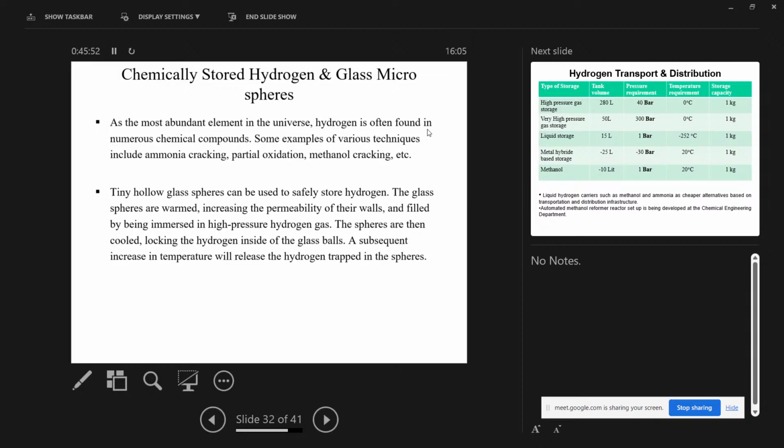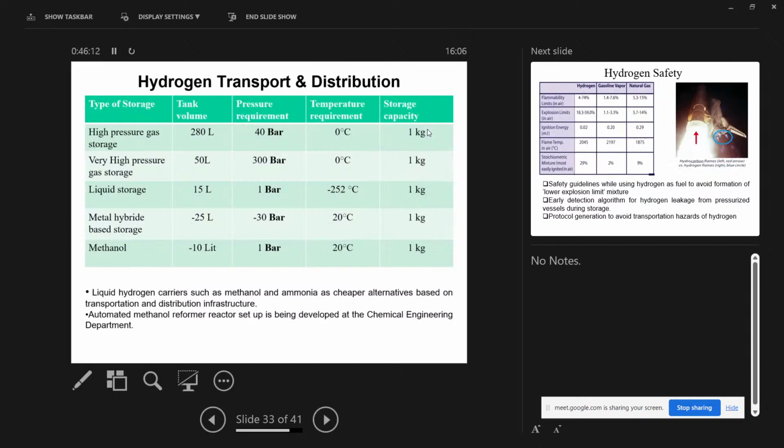If you see why it is chemically stored, the hydrogen energy or the glass level stores, most of the abundant elements are often found in chemical compounds, and various techniques like ammonia cracking and partial oxidation are there, which will be helpful for making this also.